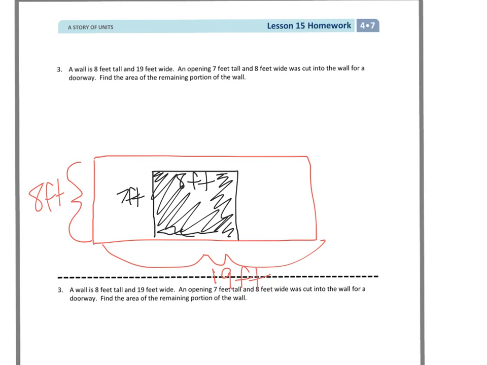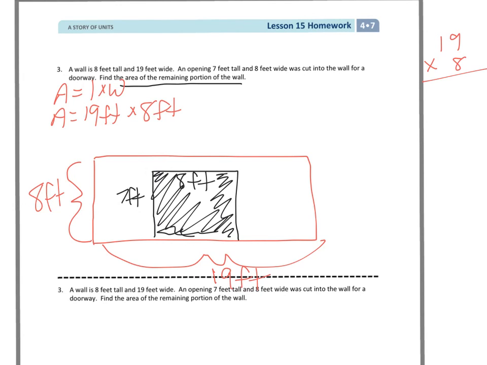So now it says find the area of the remaining portion of the wall. So I want to find the area of the whole thing minus this opening for the door. So the whole thing, and I'll do it in red, I'm going to do length times width. The length is 19 feet times the width of 8 feet. So I'll do 19 times 8 over here. And I get 152. And that's feet squared. So that's the area of the whole thing.